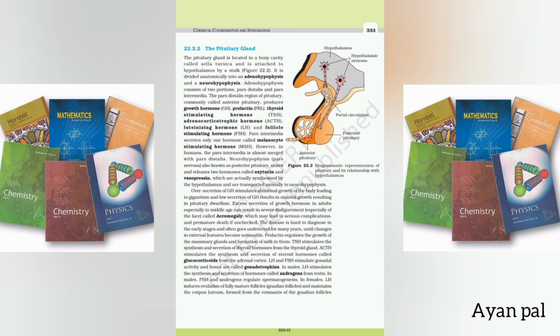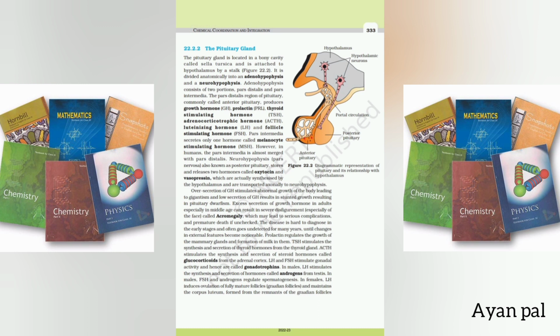Neurohypophysis. Pars nervosa, also known as posterior pituitary, stores and releases two hormones called oxytocin and vasopressin, which are actually synthesized by the hypothalamus and are transported axonally to the neurohypophysis.